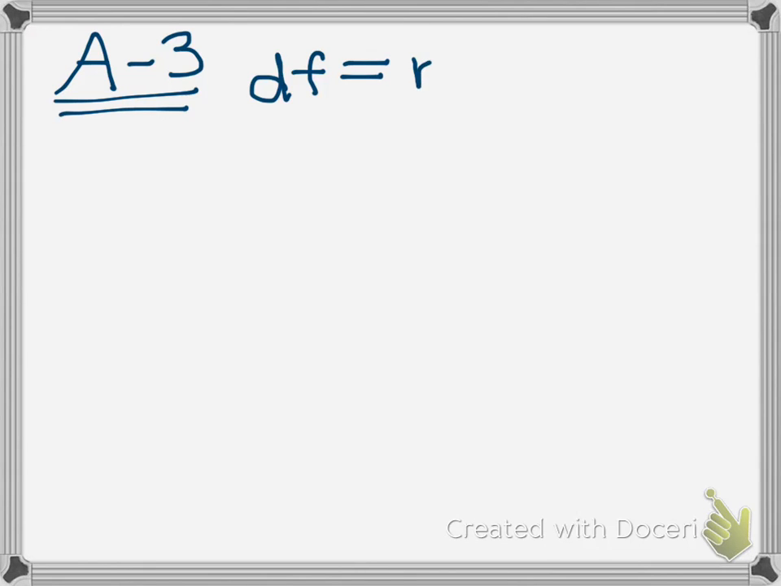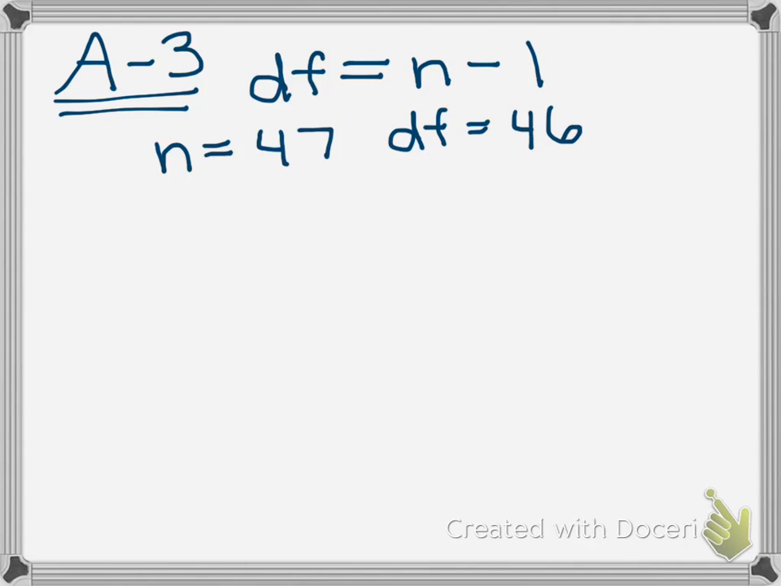Degrees of freedom for the t-test equals n minus 1. As you know, n is the number of data values you have, minus 1, that's your degrees of freedom. So let's just say n is 47. Degrees of freedom for that problem would be 46, 47 minus 1.